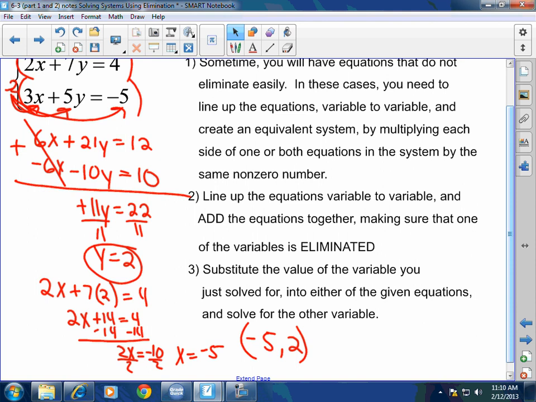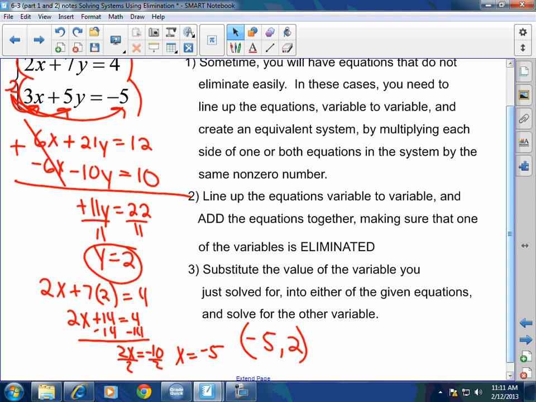Are you sure? I think that this is easier. It really depends, everyone's different. Yes, sir. When you're plugging in to find the second variable, you could use either equation, sir. Either equation works. Yes, sir.